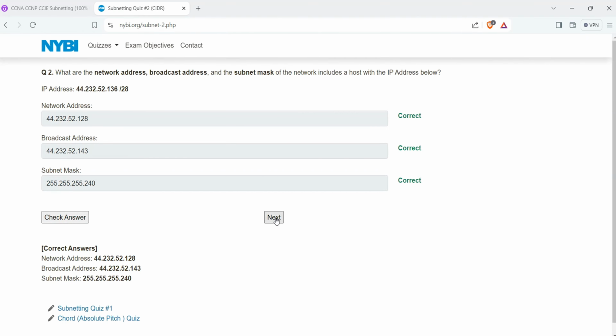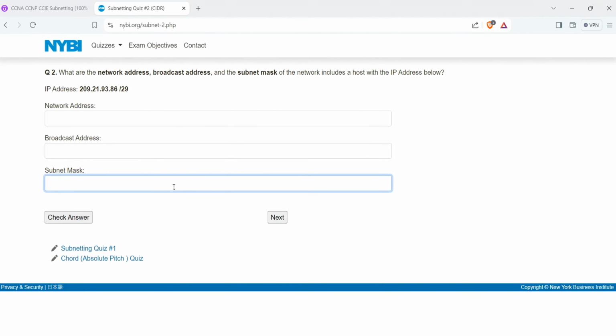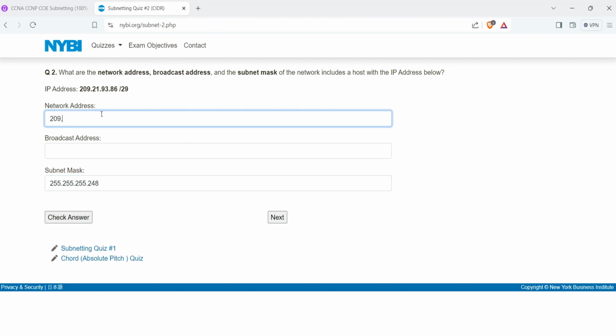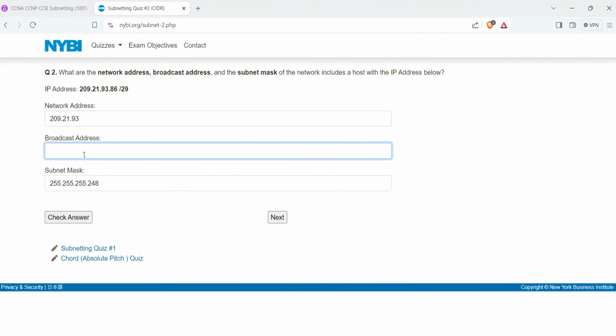See that? All right. Next, slash 29. 255 is 8 bits. Another 255 is what? 8 bits. 24 bits. I need 5 bits. What are the 5 bits? Okay, 248. I already know. 5 bits is 248. 4 bits is 240. 3 bits is 224. 2 bits is 192. 1 bit is 128, and so on. Okay, the first three octets don't change. 209.21.93. And then the broadcast is also 209.21.